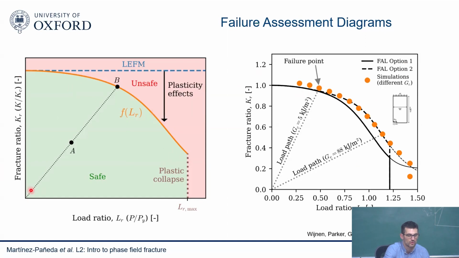So this is you increase your load like this, and then eventually when you hit this point, you fail, unsafe. This is what engineers use. They combine load with fracture ratio, and then if they are at the point here, they're safe, otherwise they're unsafe.